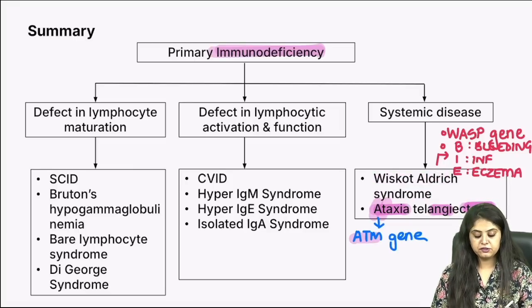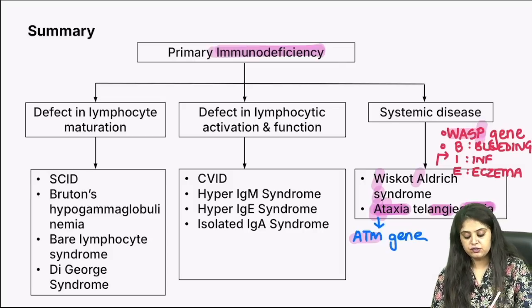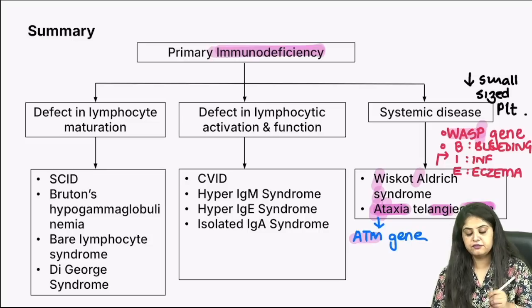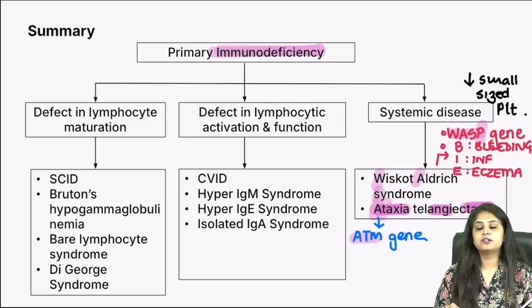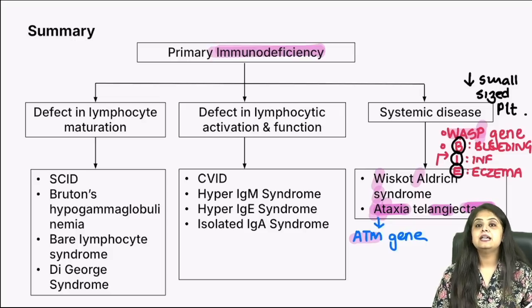So if you take the first three alphabets, WAS, the name of the gene is the WASP gene, and the P over here we have learnt as platelet. There is a platelet problem. Yes, these patients are going to have small sized platelets. The only disease in pathology and microbiology where small sized platelets will be mentioned is Wiskott-Aldrich syndrome. Of course, the patient because of that will have bleeding, and along with that the patient will have infections also, and the patient will be having eczema as well.